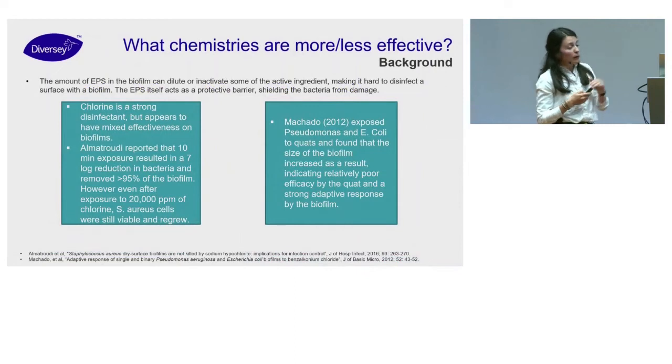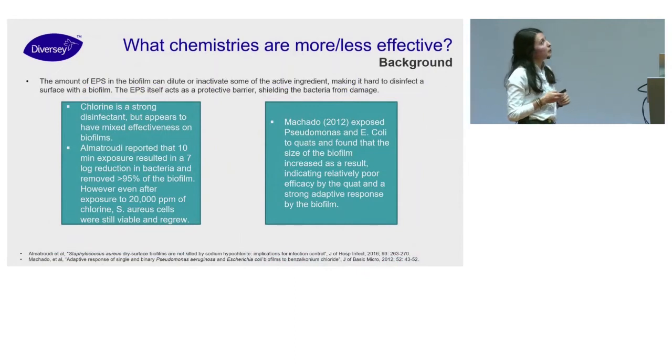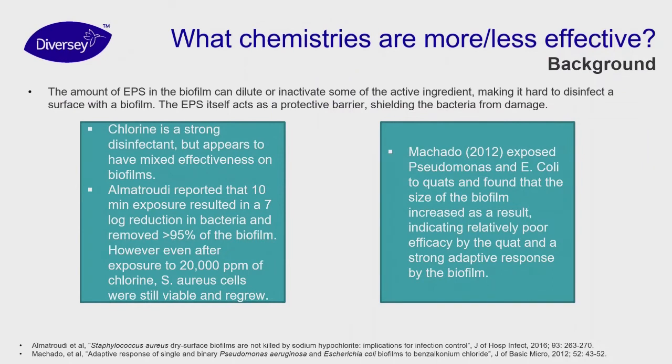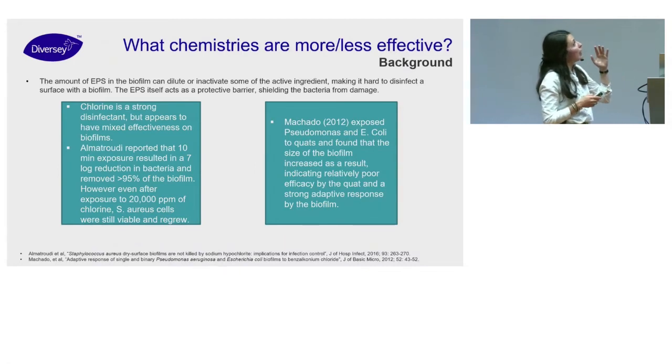And before coming into a bit more detail about HP, I just wanted to have a little review on what chemistries are more or less effective, because as we discussed, there are already scientific studies that looked at which types of chemistry are more or less effective to remove those dry surface biofilm. And here, I'm not going to go into too much detail, but you can see that there are references from different studies, one using chlorine, another one from Almaty, where they reported that after 10 minutes exposure, it resulted in a 7 log reduction.